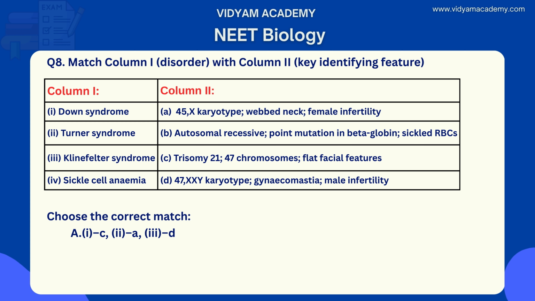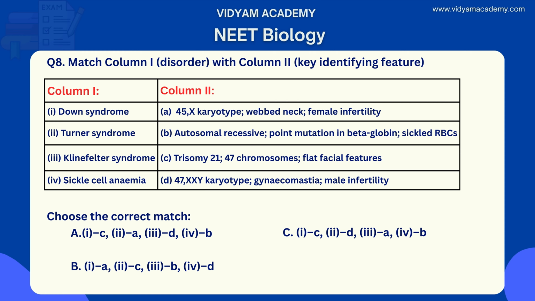So here the options. Option A, 1C, 2A, 3D, 4B. Option B, 1A, 2C, 3B, 4D. Option C, 1C, 2D, 3A, 4B. And option D, 1B, 2A, 3C, 4D. What is the right answer?